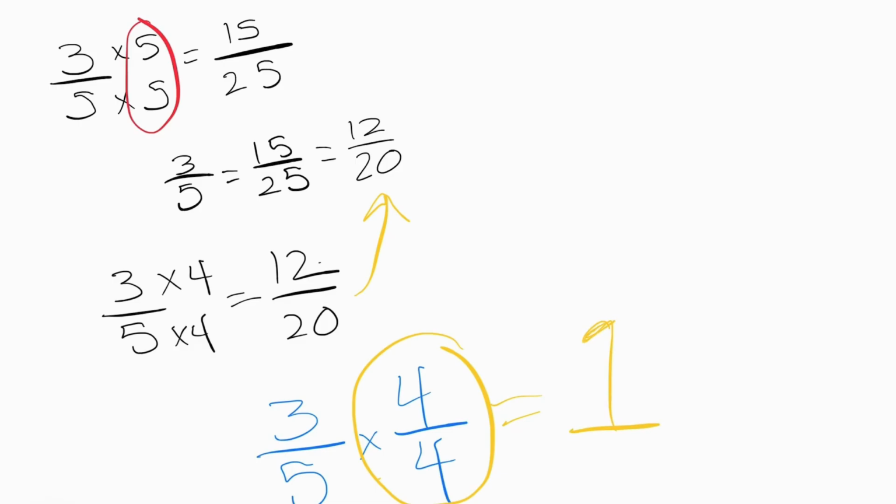So for anything over itself, anytime the numerator and denominator are the same number, you're going to get a 1. So 3/5 times 1 is 3/5. But when it's 4/4, you're just going to get something that is itself. It's just going to look different, but it's an equivalent fraction. So that's one of the reasons why it works.